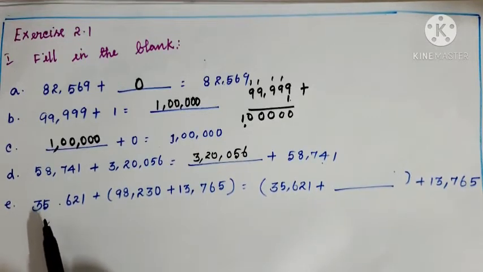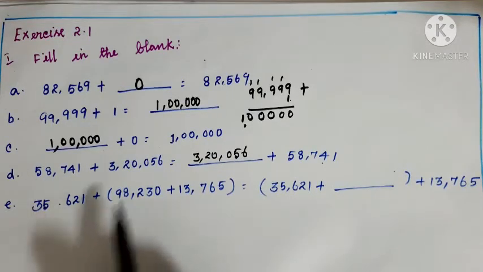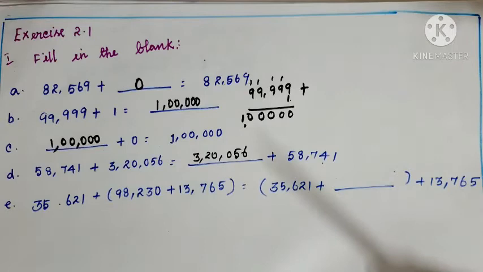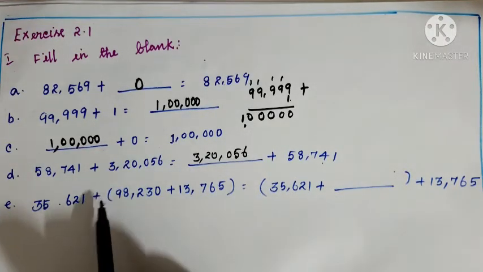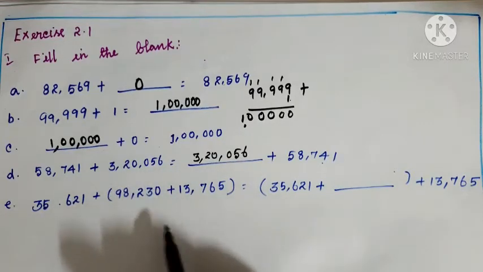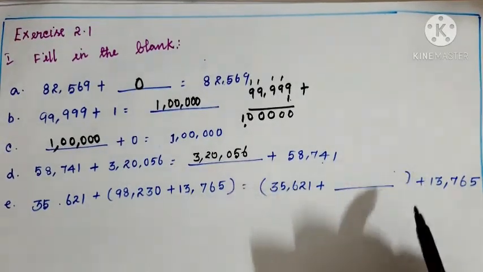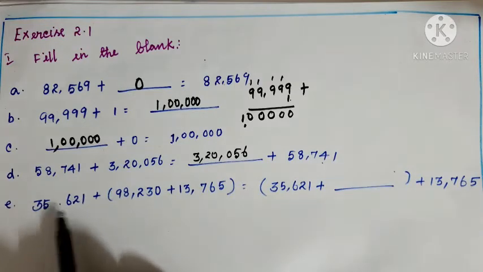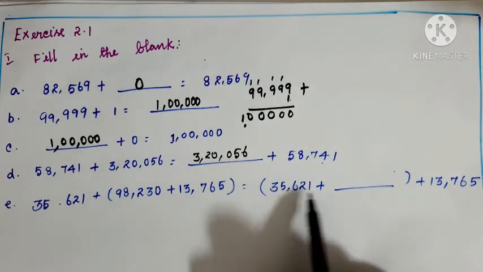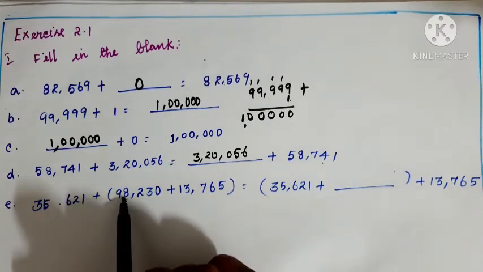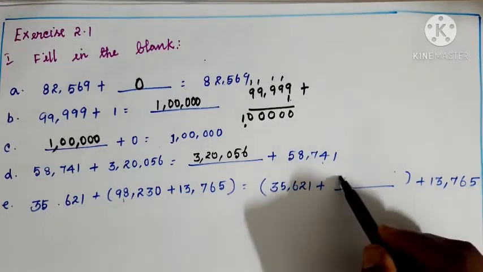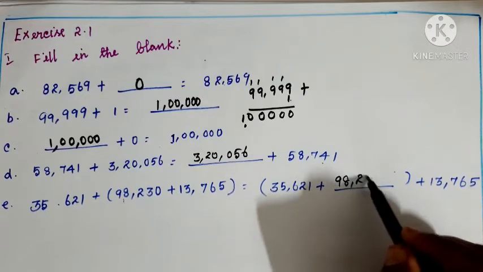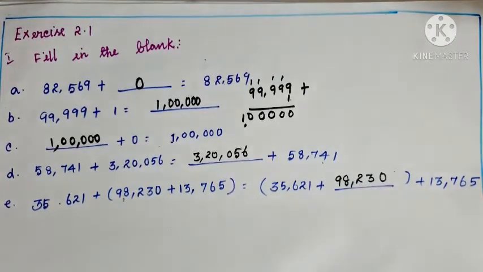Next, we are going to see the associative property. Here you have changed your groups. The answer will be the same, isn't it? So they have grouped these two numbers. Here they are grouping the first two numbers. So what is the first number here? 35,621. It's already there. Plus a blank is there. So we can write this number. What is that number? 98,230. So this property is the associative property.